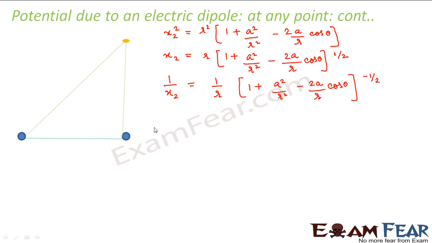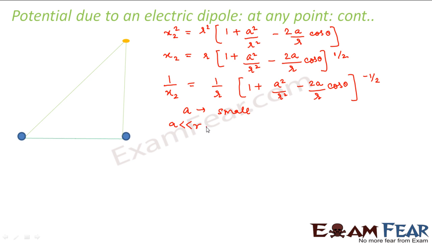Now what is a? A is half the length of the dipole. When we define a dipole, we say that it is a system of two charges which are separated by a very small distance. That means 2a itself is very small. So a is a quantity which is very small, because in a dipole, the charges are separated by a very small distance.